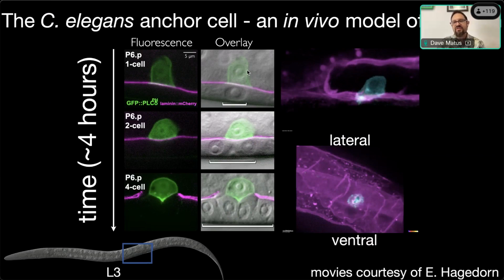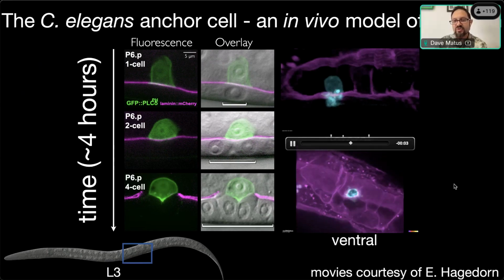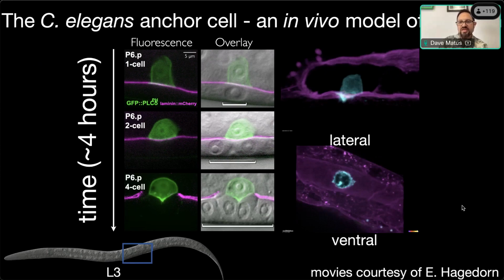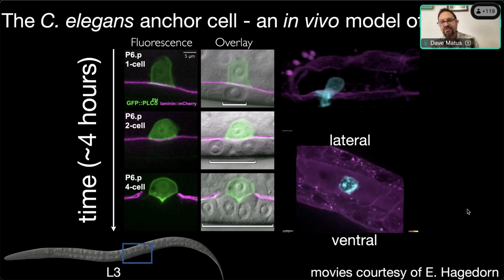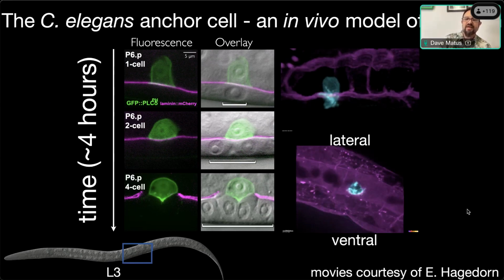elegans that adopts an invasive fate, and it does that on a clock. So for every single worm, we know exactly when it's going to happen based on the division of these underlying global precursor cells that Dave Reiner works on. And the real beautiful thing is that we can watch this in real time using high resolution spinning disc confocal microscopy at multiple orientations. And I really challenge you to find any other system where you have this level of resolution with just a single cell that has to get through a basement membrane.